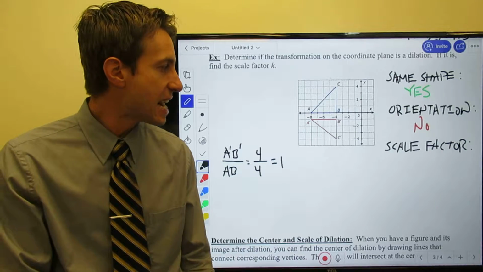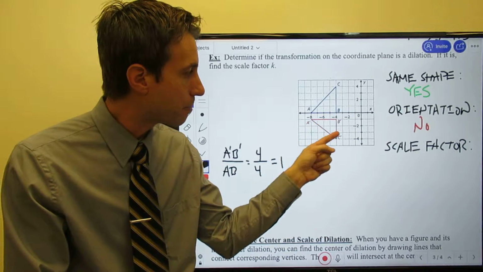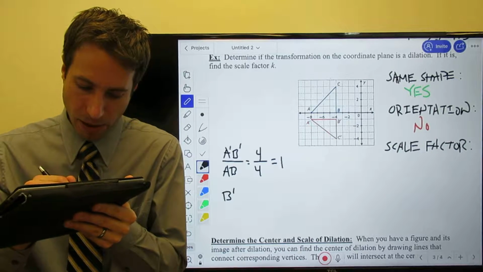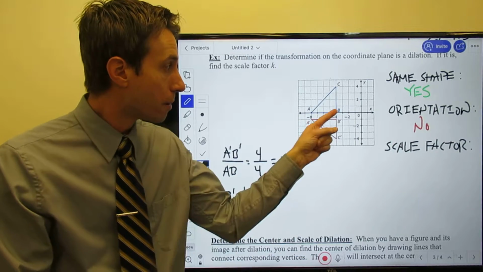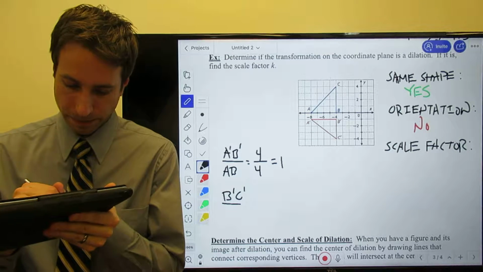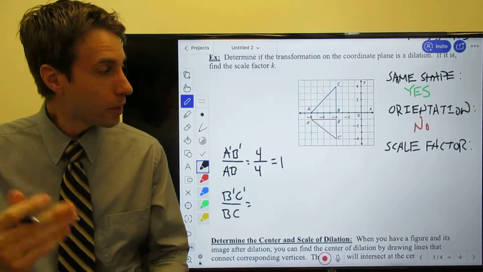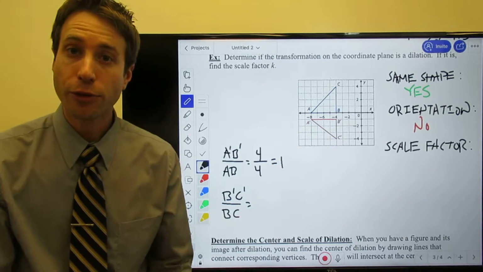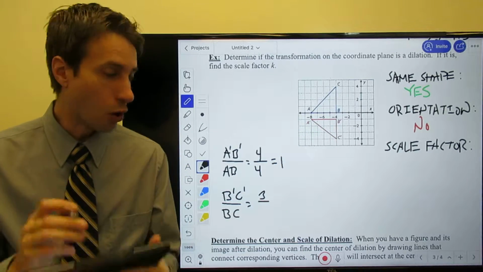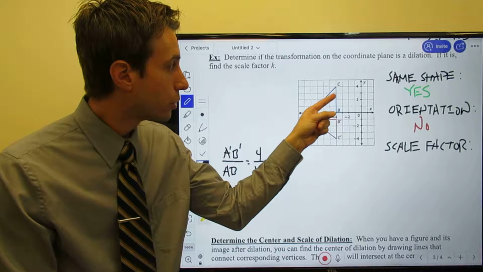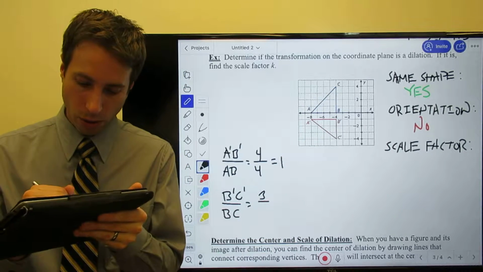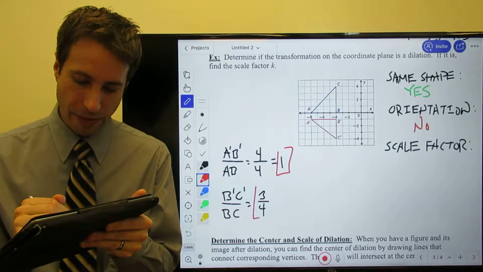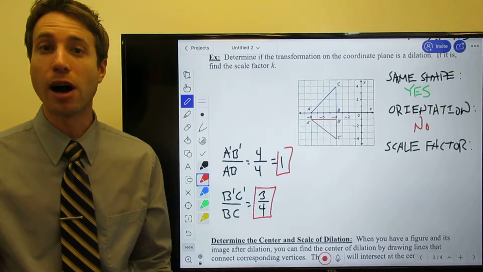But when I do the next one, I can also do B prime C prime because it's a vertical line and I can count that. B prime C prime over BC. Well, when I do this one, B prime to C prime is 1, 2, 3 over 1, 2, 3, 4. Well, now I've got a problem, right? 1 and 3/4 are not the same.